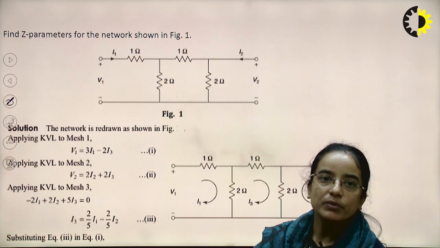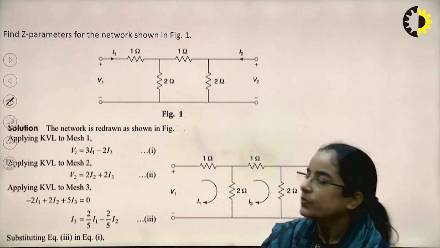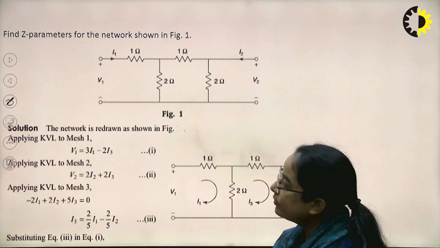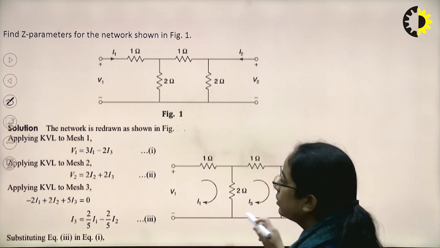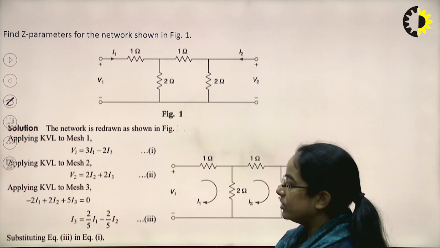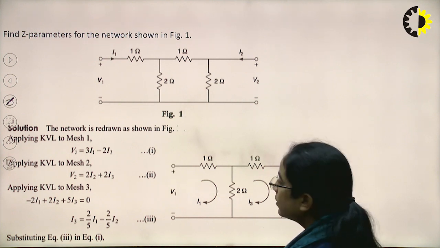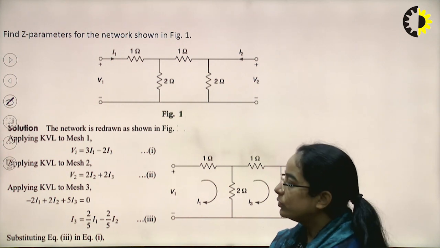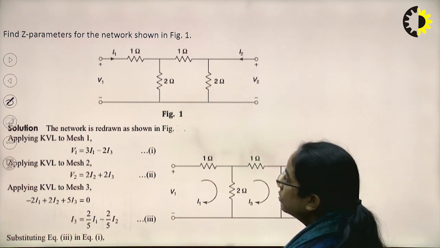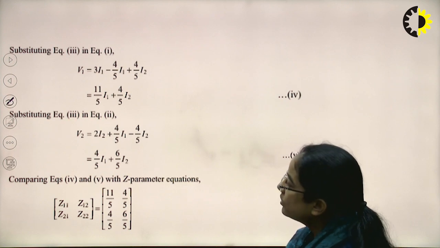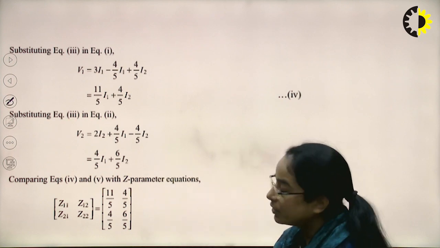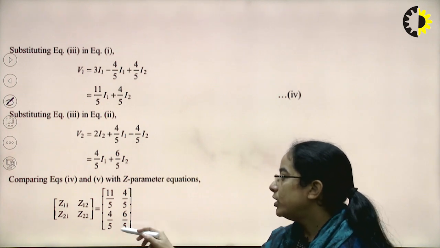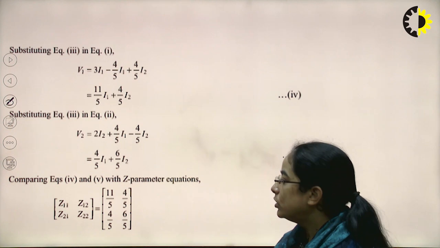So V1 will be, see here, 3I1 minus 2I3, and in mesh 2 we can write V2 as 2I2 plus 2I3. Also, we will apply the KVL equation to mesh 3 and then solve this. After solving, we will have these equations, and from this we can derive the Z parameters: Z11, Z21, Z12 and Z22.